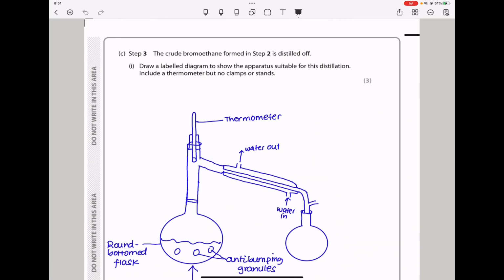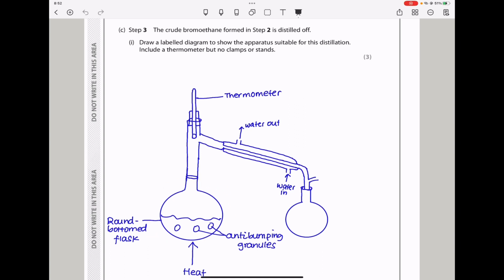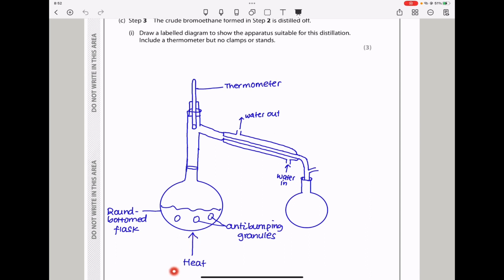Moving on. Here they say, in step 3, the crude bromoethane formed in step 2 is distilled off. Draw a labelled diagram to show the apparatus used for this distillation. Include a thermometer, but no clamps or stand. The key thing is you have to make sure the drawing makes sense. They'll be looking for a round bottom flask. Again, marks were not awarded for putting anti-bumping granules, but I put them anyway. You must put the source of heat.